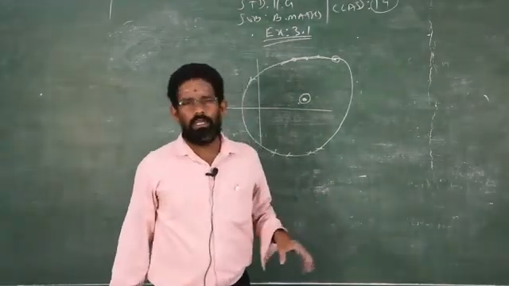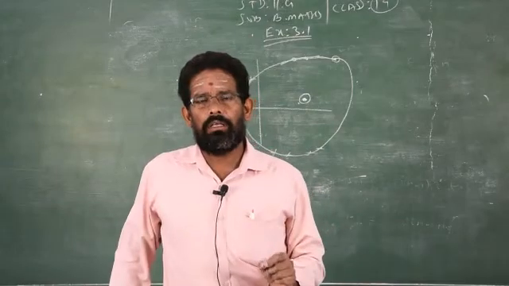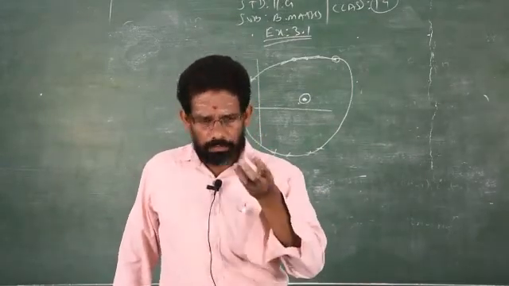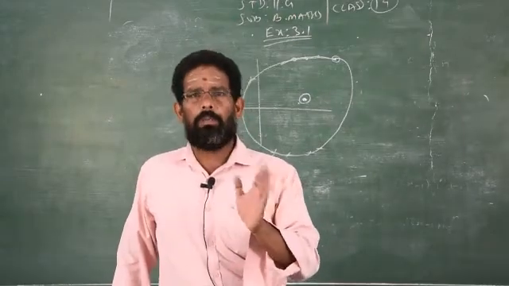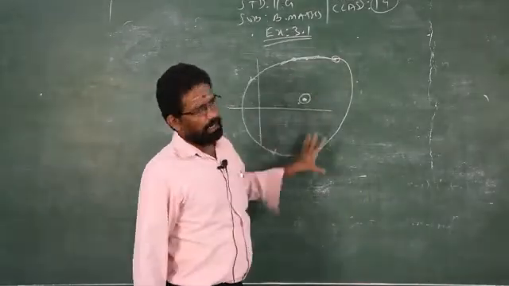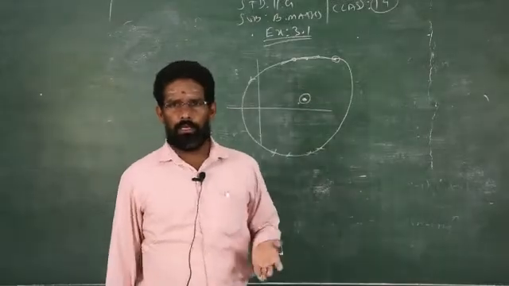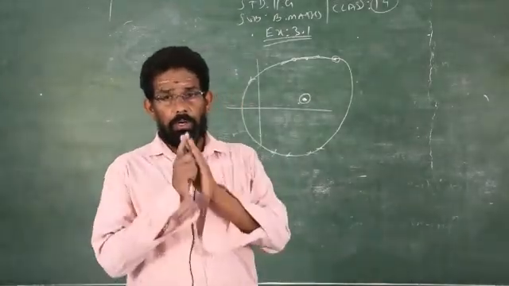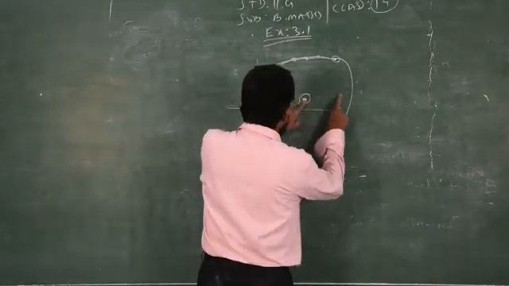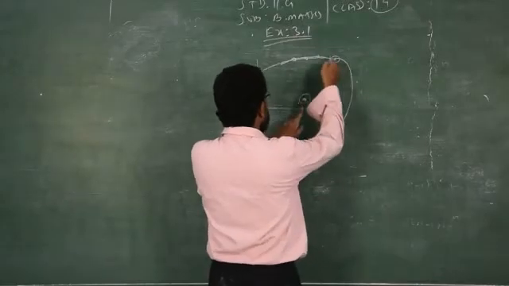Locus is nothing but representing the diagram with a fixed point and some conditions. Based on the condition, with the help of the fixed point, if you trace the pathway of the moving point, it shows some diagram. The diagram may be a circle or straight line or parabola or hyperbola, whatever it is. Clear? So locus is nothing but a fixed point with some condition, and you trace the moving point.